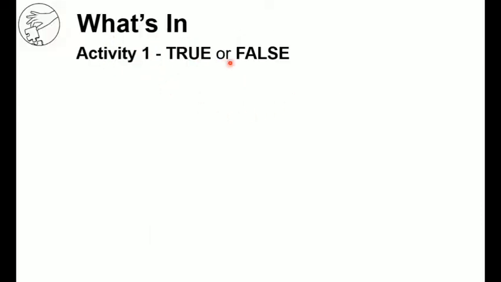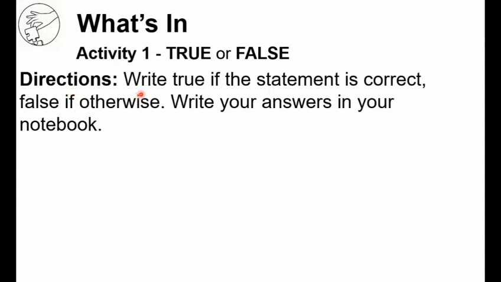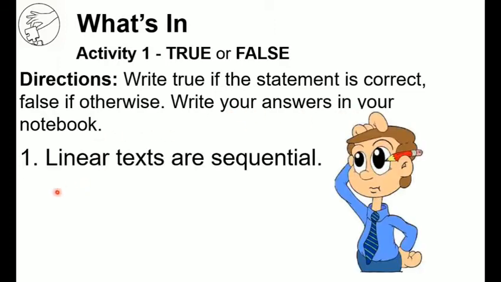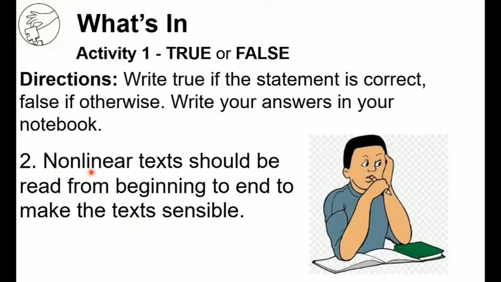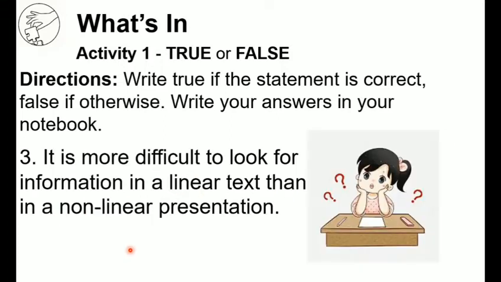Activity 1. True or false? Directions. Write true if the statement is correct, and then false if otherwise. Write your answers in your notebook. Number 1. Linear texts are sequential. This is true. Number 2. Non-linear text should be read from beginning to end to make the text sensible. This is false.